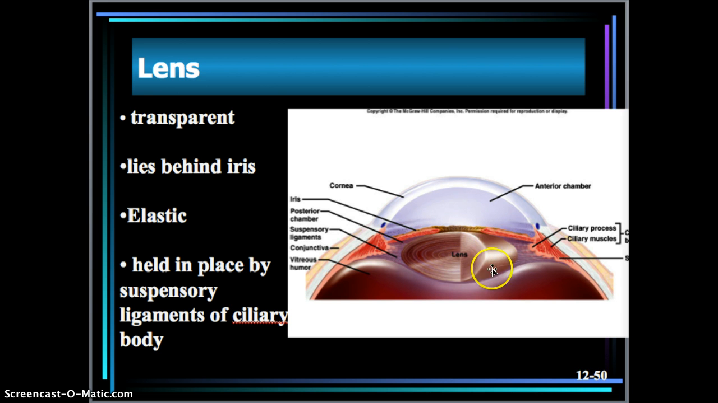Those cells will divide and will grow from the front back. So your lens thickens with age. It's pulled by ligaments that are protruding from the ciliary body. They're called ciliary processes or ciliary ligaments, and that's what causes this lens to have a flat capsule-like shape.